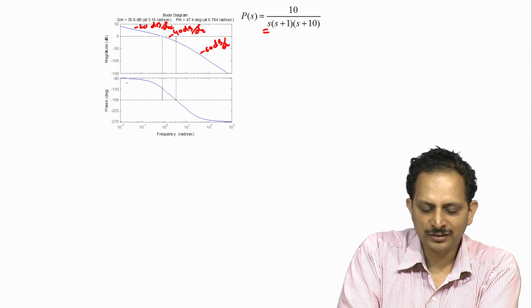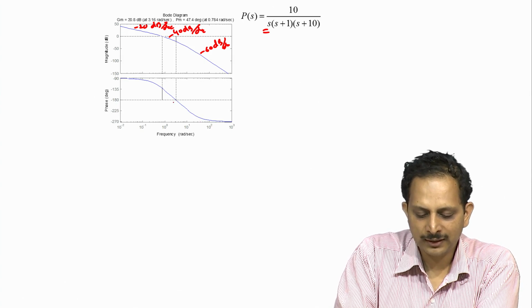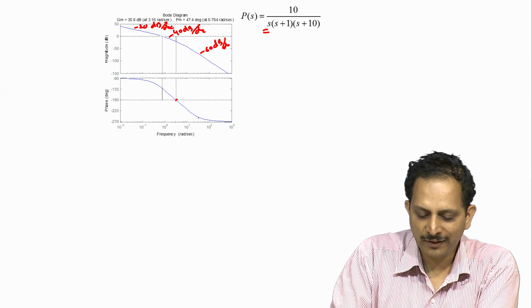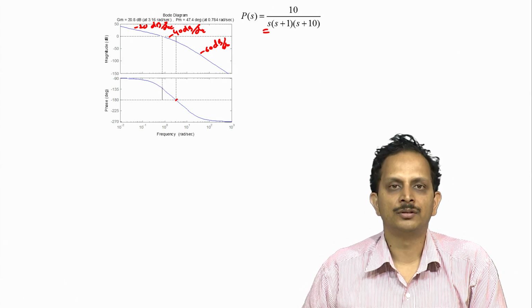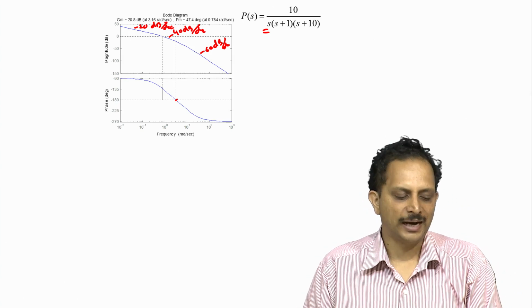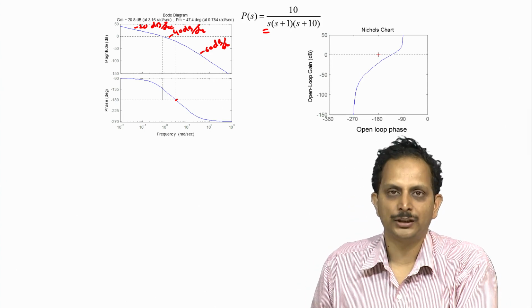And the phase characteristic starts at minus 90 degrees and crosses over at some particular frequency, and finally asymptotically approaches minus 270 degrees, because we have 3 open loop poles for the plant. The corresponding Nichols plot looks as shown here.